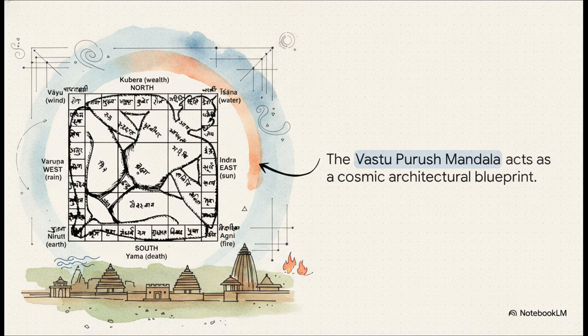Think of this square grid as a cosmic blueprint. It literally bridged human dwellings with solar movements and the Earth's magnetic field. This grid became the ultimate foundation for temples, cities, and homes, showing us just how deeply rooted early Indian architecture was in astronomy and the natural sciences.